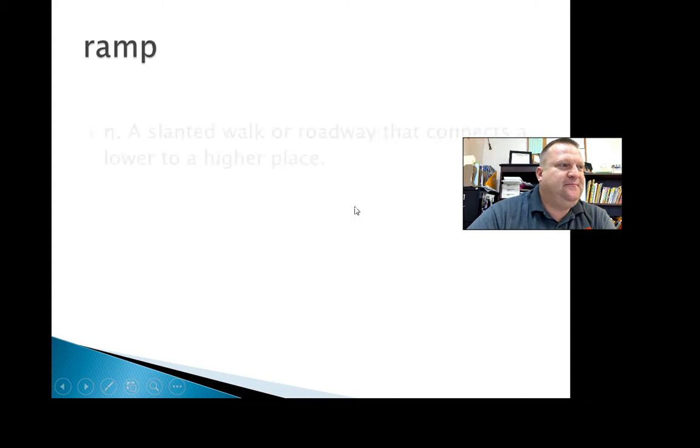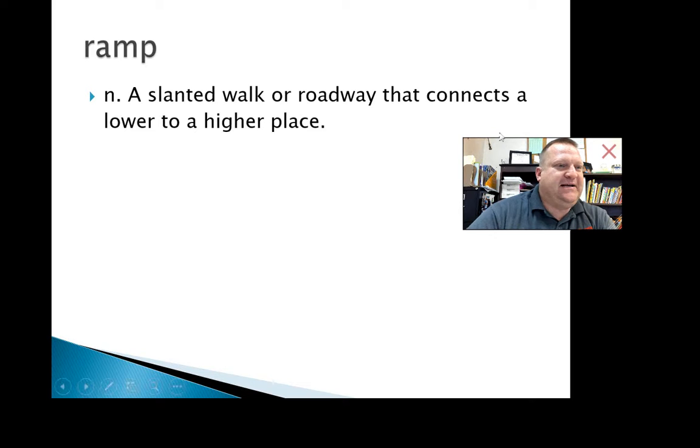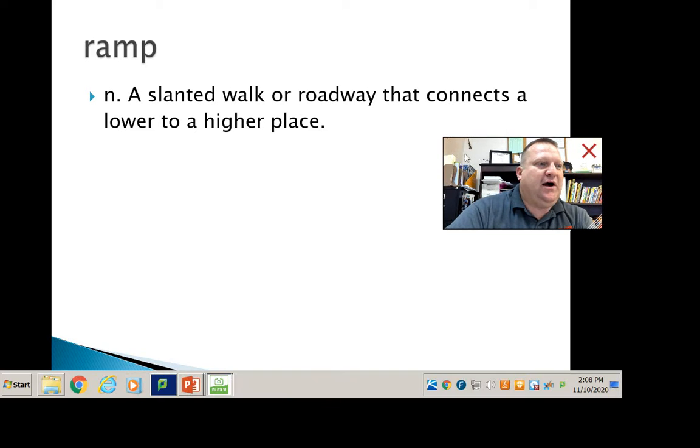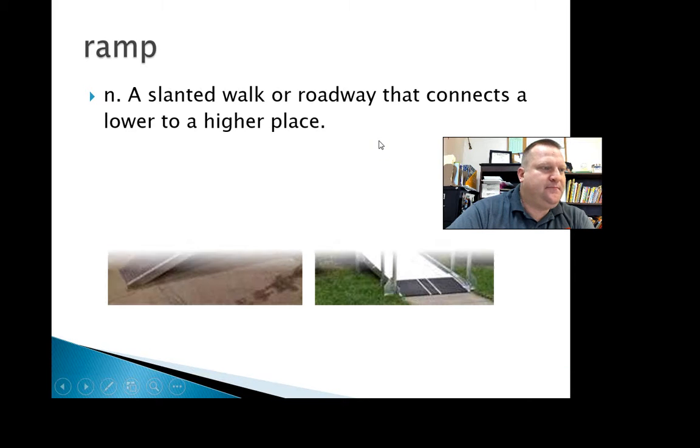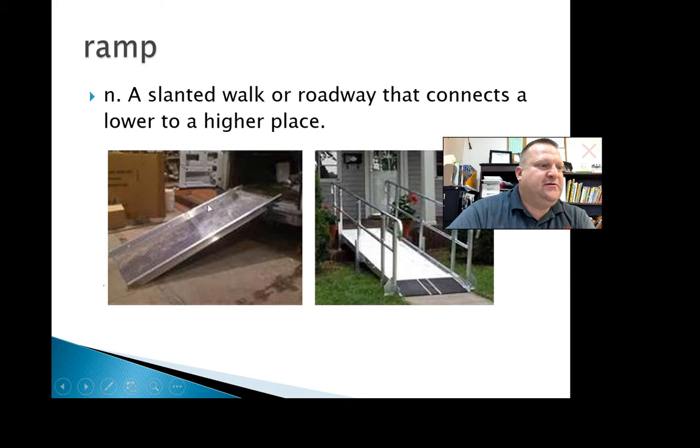Still hunting him. A ramp is the next vocab word. A slanted walk or roadway that connects a lower to a higher place. A ramp. Ramps can be used for moving items. Could be used for folks who are in need of assistance with walking, either in a wheelchair or on crutches or a cane. Maybe their knees don't bend as well anymore, so they need just a more gradual way of entering a house or a building, so they would use a ramp.